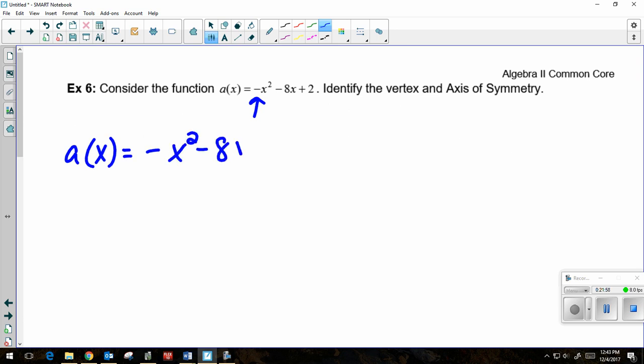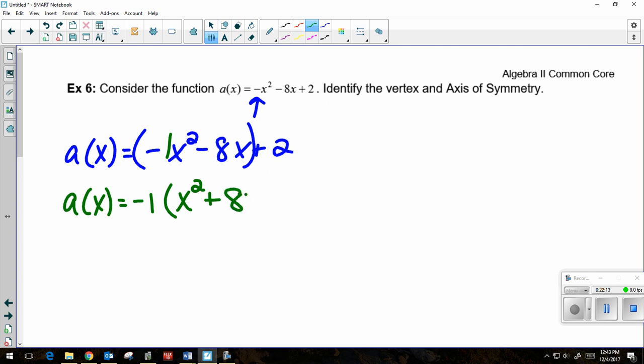So I'm going to rewrite the problem first so I have some room, and I'm going to group these two pieces together and factor out. Remember, there's an imaginary -1. So a of x equals -1 times the quantity x squared plus 8x, and then I have my plus 2. And now I'm going to continue. If you want, pause the video, try this one on your own, and then hit play to start back again and check your answer.